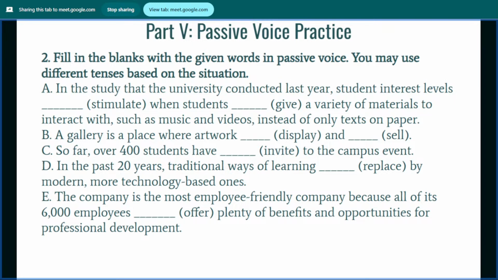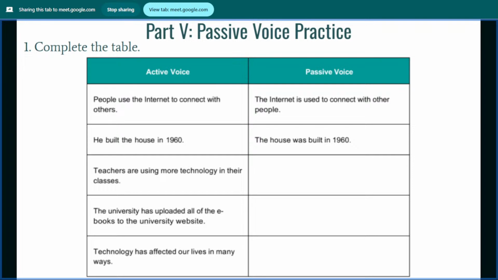In the past 20 years, traditional ways of learning are replaced, or were replaced, by modern, more technology based ones. Are sounds better over here. Okay. The company is the most employee friendly company because all of its 6,000 employees are offered plenty of benefits and opportunities for professional development. Very good. This one, tell me the answers quickly.